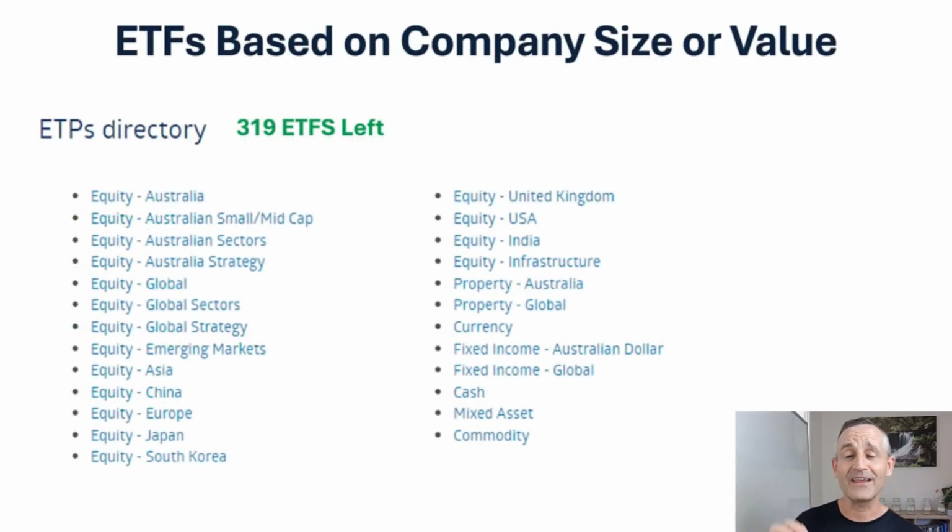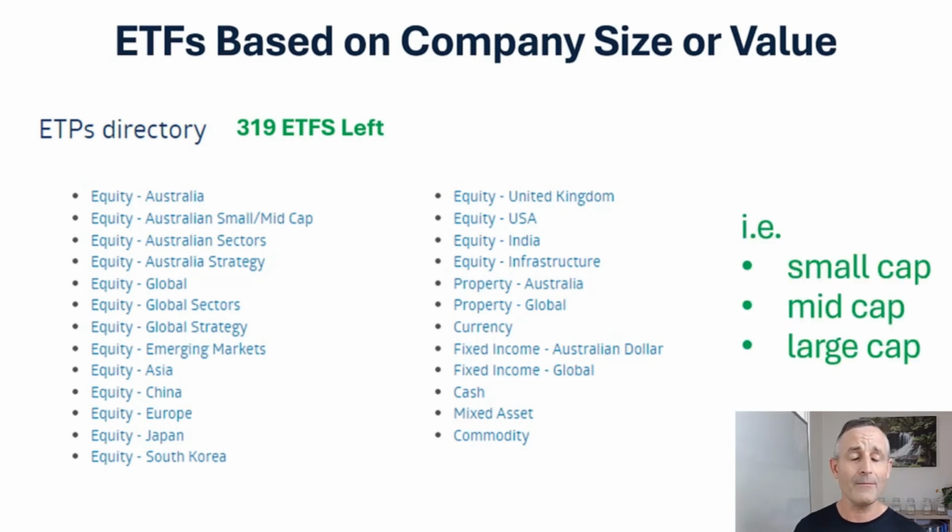So here is our categories of exchange traded funds again. The first thing that we want to do is eliminate any exchange traded fund category that refers to or bases its investing on the company size or value. So that means removing small caps, mid caps, or large caps. So cap being capitalization, i.e. the size of the company. And you can see we have one category there, Australian small and mid cap. We're going to take them out of the equation. And what that does is it reduces our exchange traded funds from 328 to choose from down to 319.